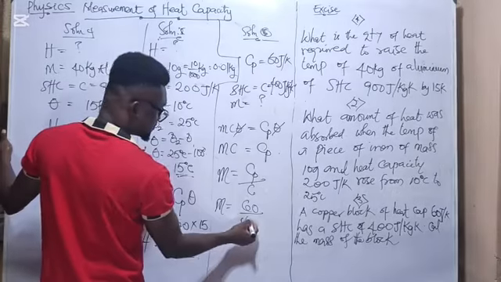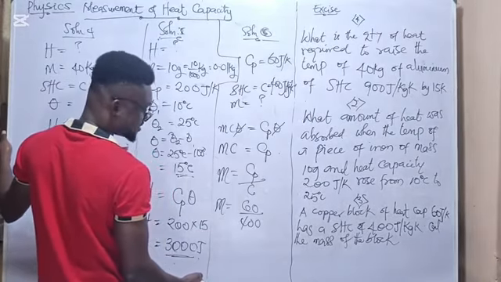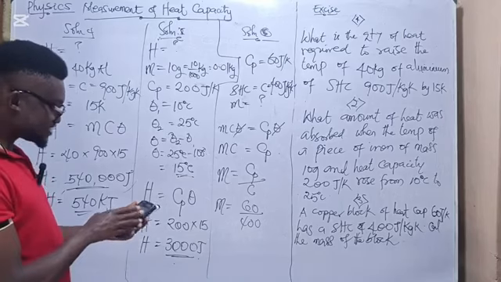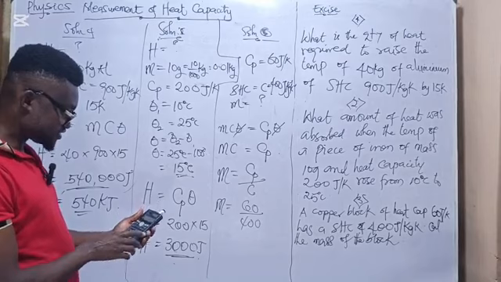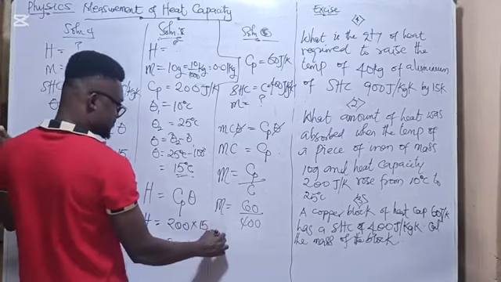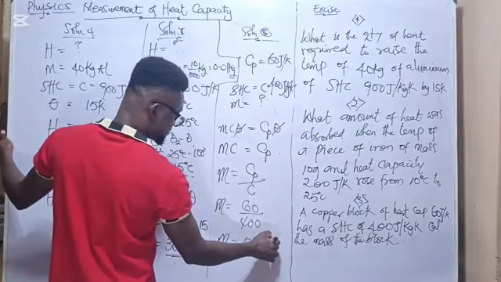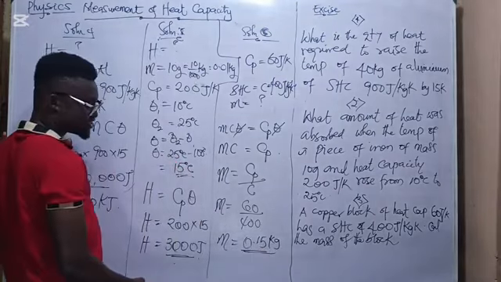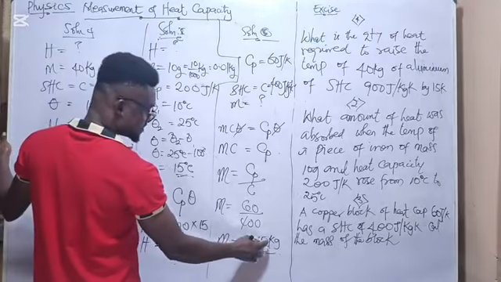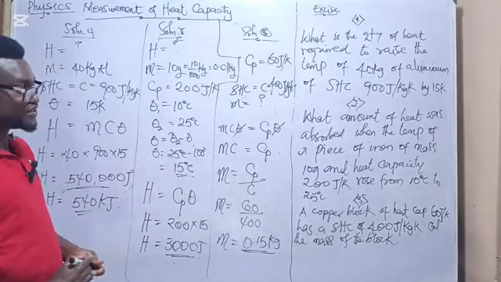So the mass to be obtained will now be heat capacity, which is 60 joule per Kelvin, all over 400 joule per kilogram per Kelvin. So if you divide this, 60 divided by 400, you are going to have 0.15 kilogram. If you convert it to gram, then it now becomes 150 gram. So that answers the question.